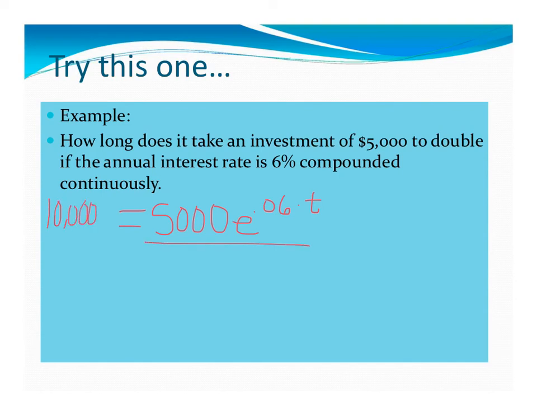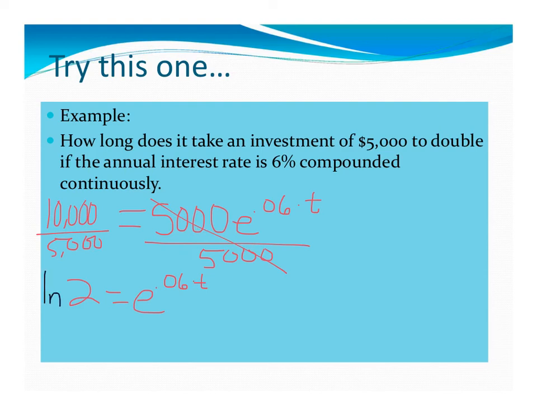Now you'll notice what I was talking about in the last problem. If I divide this by 5,000 because I want to get rid of that, what's 10,000 divided by 5,000? It's 2, dose, if you will. So I get e raised to the 0.06 times t. And now I'm just like the last problem. I bet you could probably finish this out. Hit pause if you want, and then try and finish it out.